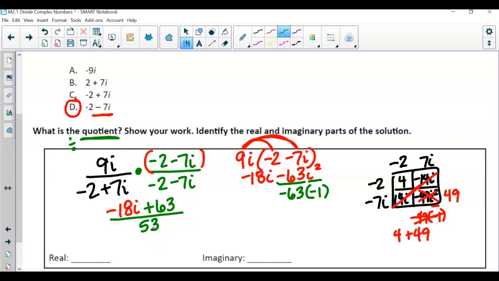Now I just realized, and I apologize, that our numerator was not in standard form. So let's also rewrite our final answer, but in standard form. So this now needs to be 63 minus 18i over 53. Now, it's asking, what is the real part and what is the imaginary? So that's why we split apart our answer into those two fractions. So the real part would be 63 over 53. So then the imaginary would be not 18, but negative 18 over 53i.